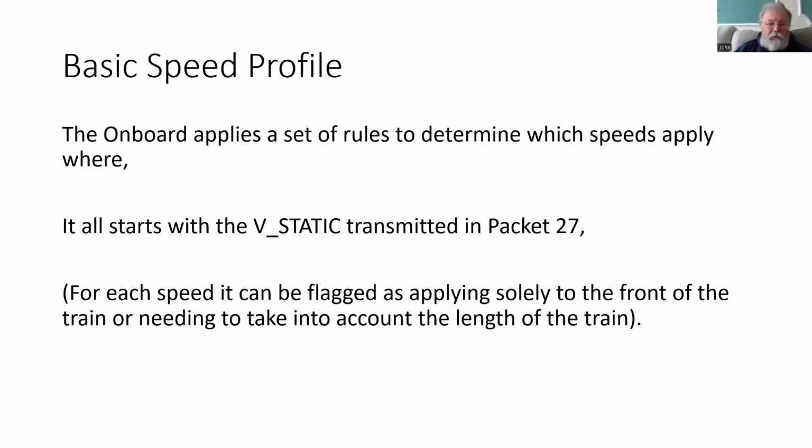Now, one thing we need to note is that each speed that's transmitted as part of the speed profile can be flagged as applying solely to the front of the train or applying to both the front and the back of the train. So, for instance, if you want to reduce speed on approach to a level crossing so the driver can see the crossing is clear, it might only apply to the front. But if you're going over a weak structure, speed needs to apply until the rear of the train has left the structure.